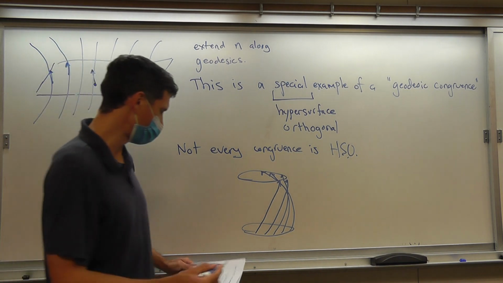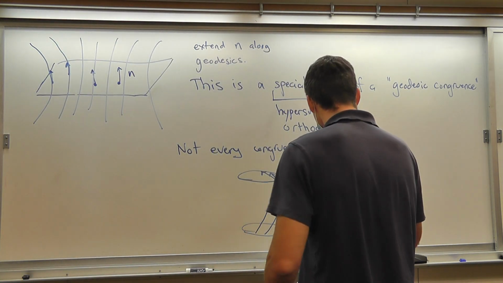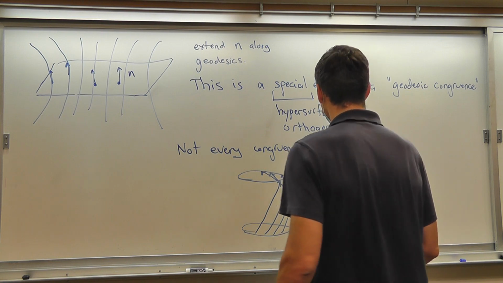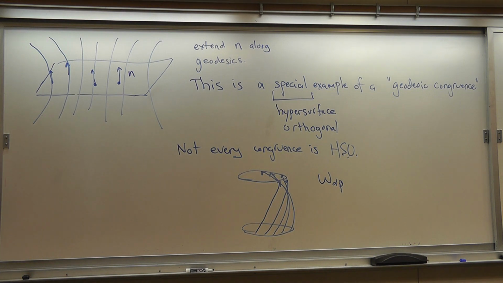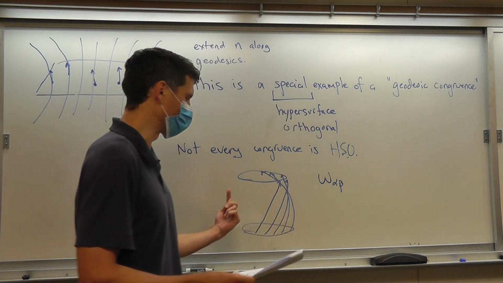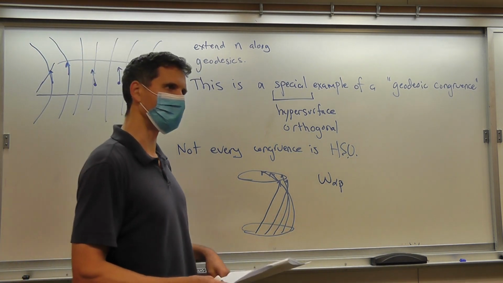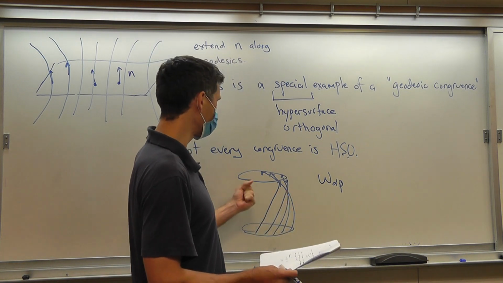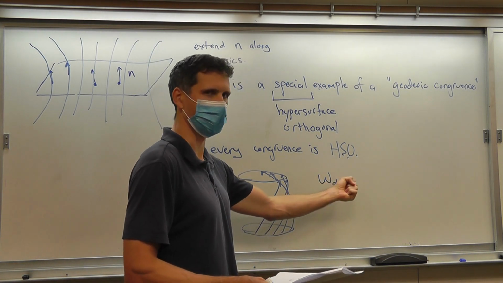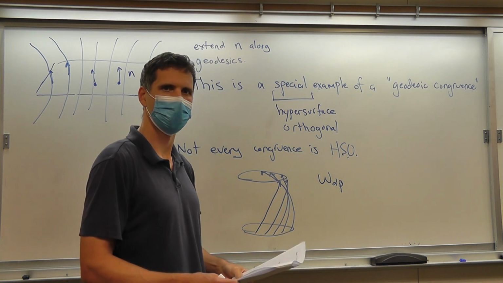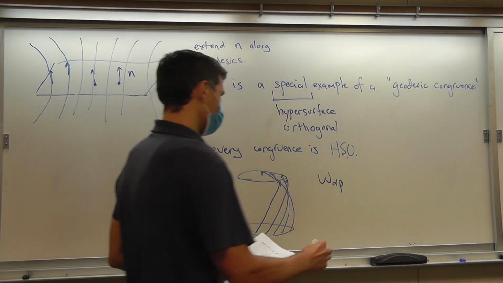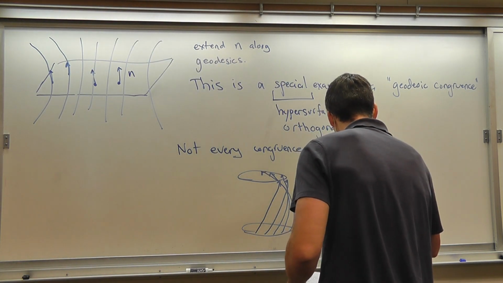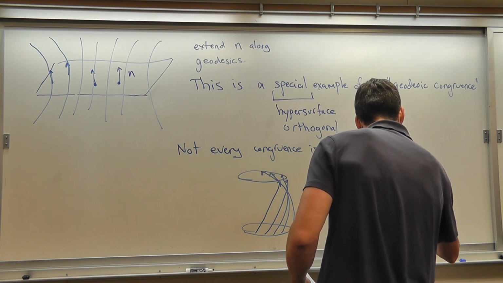This is formalized by something called the twist, which we're not really going to have occasion to use, but if you see people talking about the twist or read about this in Wald, then that's measuring this twistiness. And a congruence is hypersurface orthogonal if and only if the twist equals 0. Hypersurface orthogonal if and only if this vanishes.